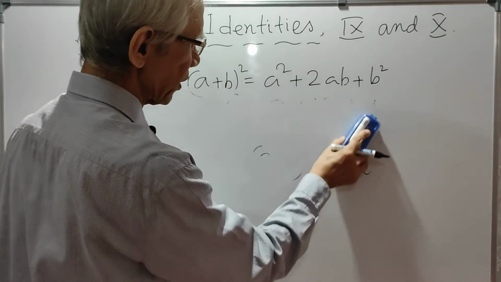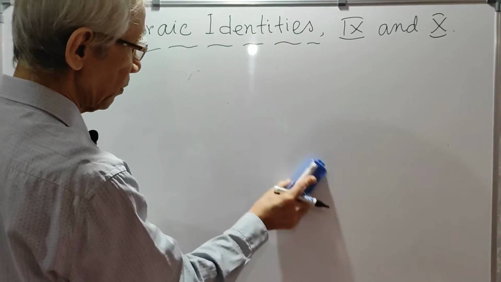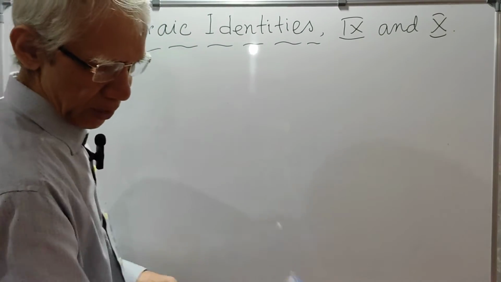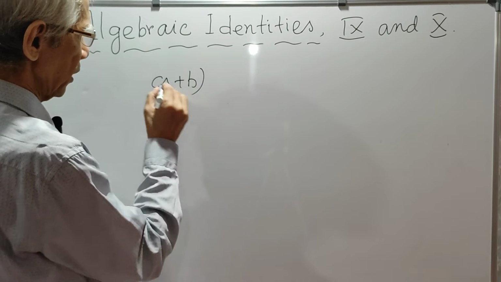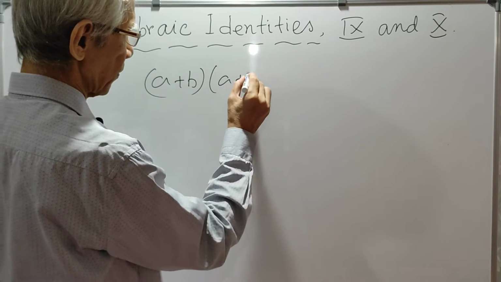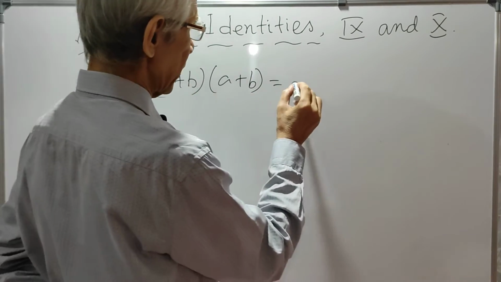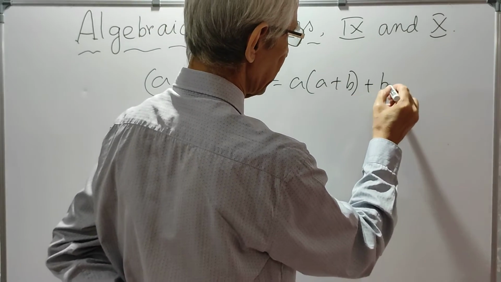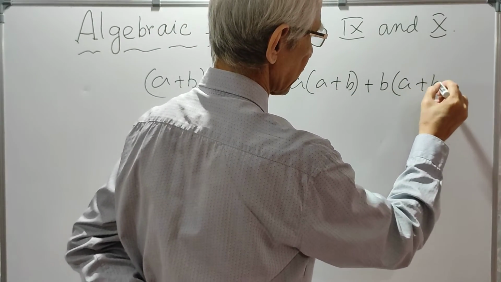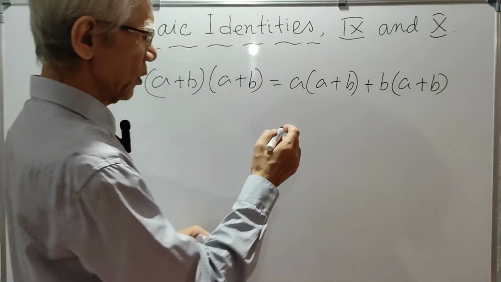So this is the first identity, a plus b whole square equal to a square plus 2ab plus b square. Now how do you obtain this one? A plus b into a plus b. Now you multiply. So how do we multiply? A into a plus b, plus b into a plus b. So a plus b into a plus b you multiply. So you get this way.